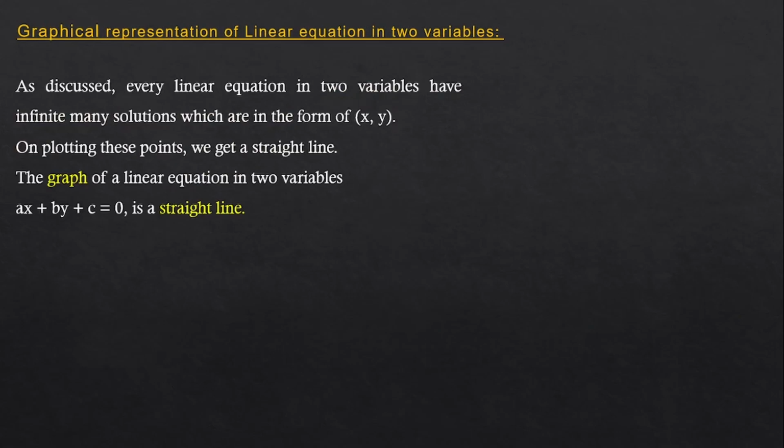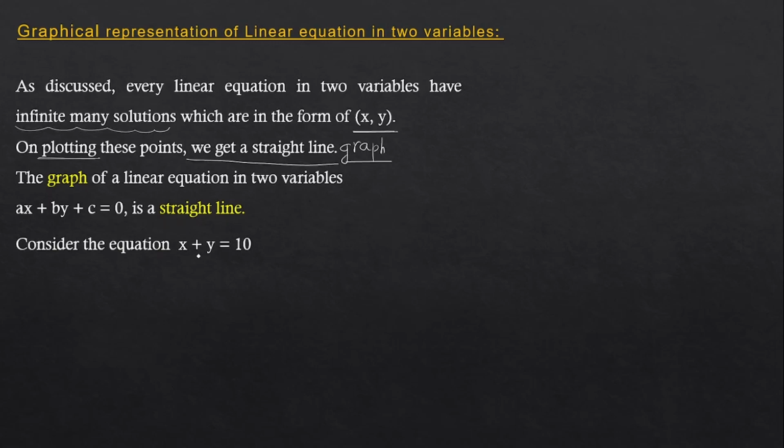Now we will try to understand the graphical meaning of a linear equation in two variables. For every linear equation, the solutions are written in the form of an ordered pair x comma y. And we have learned in coordinate geometry in class 9 that any point in the form x comma y can be plotted on a graph. Now, if I pick up all those infinite solutions and plot them on the graph, we find that for every linear equation in two variables, we get a straight line graph. So, the graph of a linear equation in two variables is always a straight line.